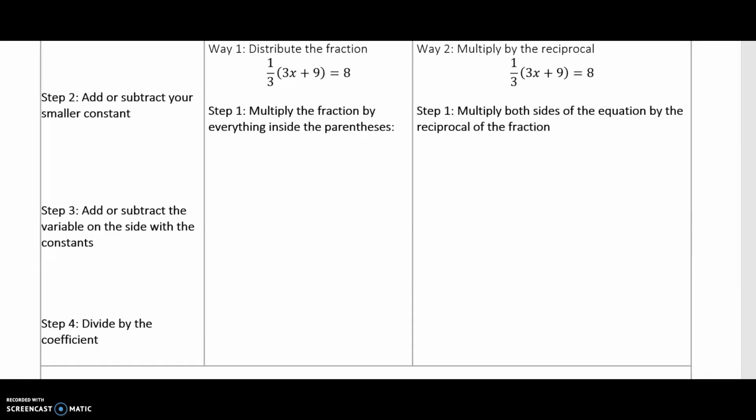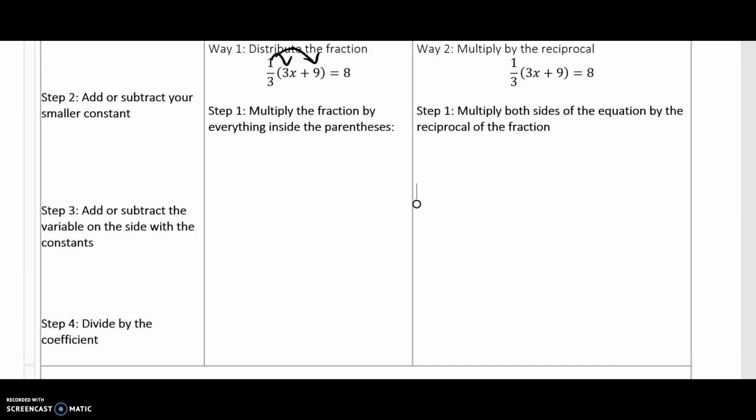We're going to look at what to do when you have a fraction on the outside of parentheses. There's two ways you can get rid of the fraction. If we look at way 1, our step 1 is to multiply the fraction by everything inside the parentheses. This essentially means to distribute 1/3.